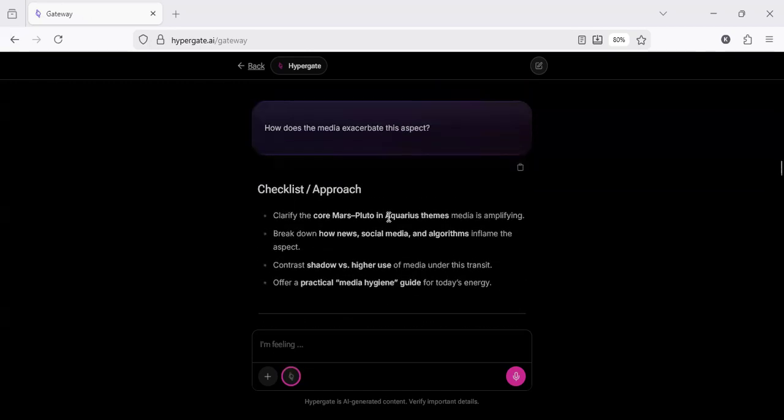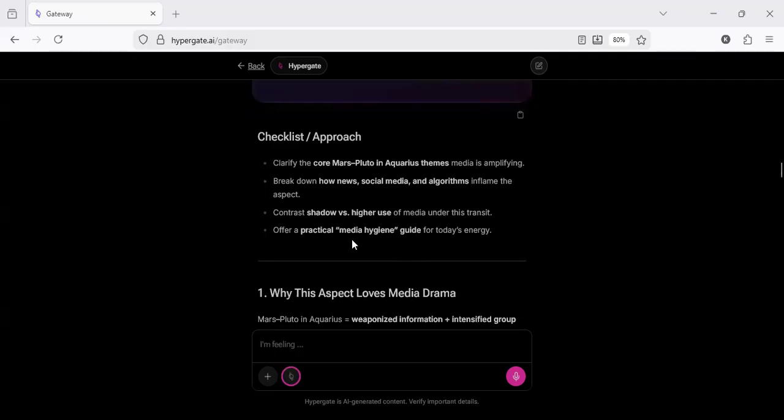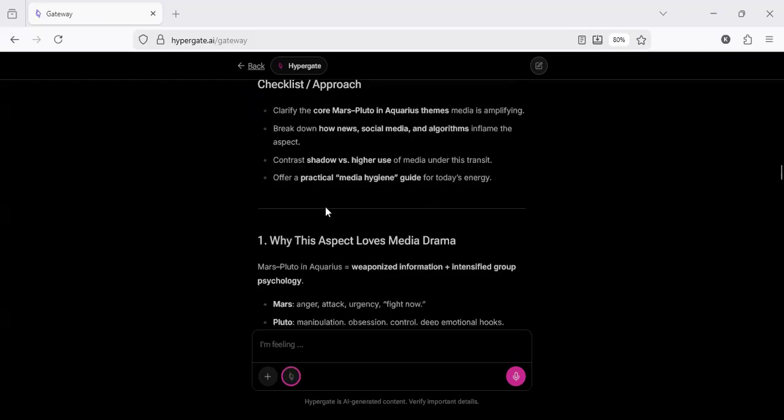I asked also, how does the media exacerbate this aspect? Okay, now this is where it's kind of fun to play with this, right? It says okay, and then it's telling you what it's going to do: clarify this theme, break it down, show how algorithms work, and offer practical media hygiene. This is kind of cool how this is built. I love this app so far.